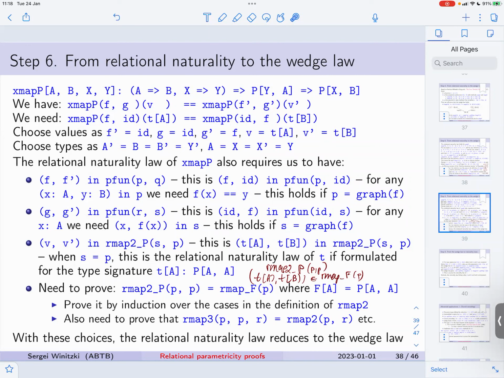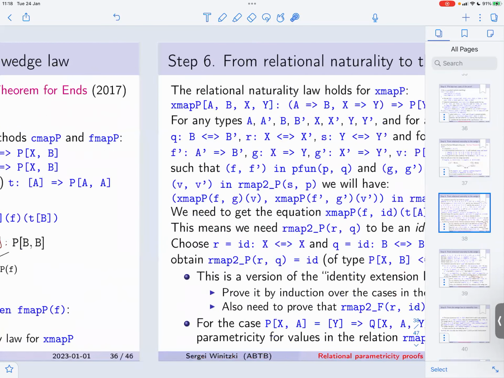So that kind of proof, you have to go through all the cases and prove that this is true, and then you're done. And this is quite straightforward. There are no tricks that you need there. You just go through all cases. With all these choices that we just had here, the relational parametricity law for T, which is this one, reduces to the wedge law, which is this equation.